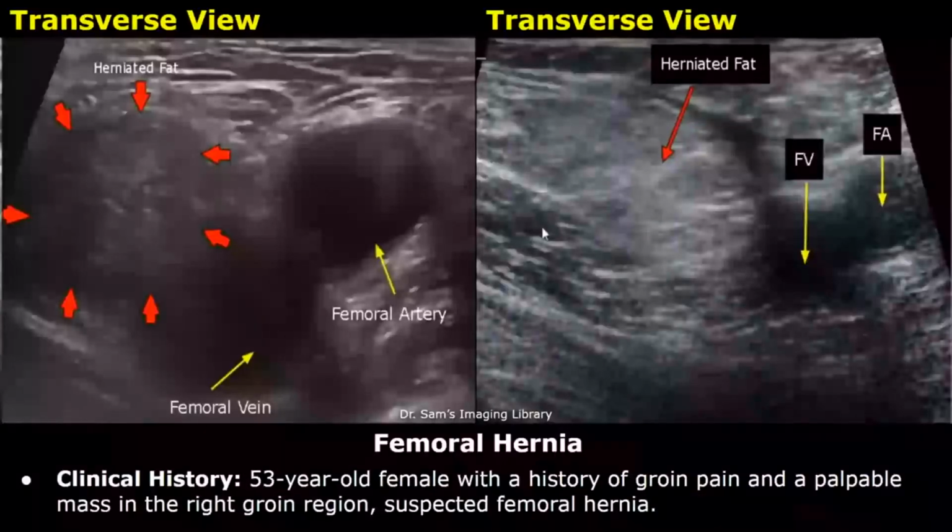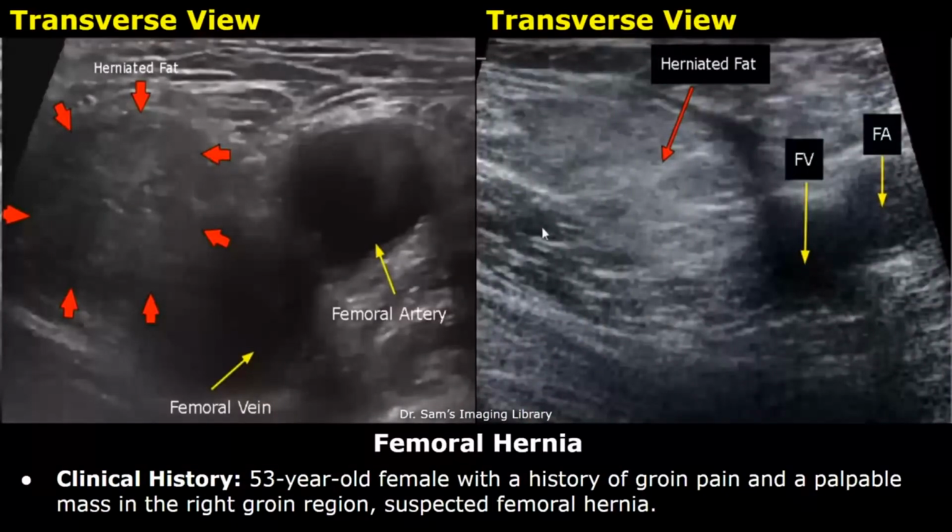Now we have a case of femoral hernia. Clinical history. 53-year-old female with a history of groin pain and a palpable mass in the right groin region, suspected femoral hernia.